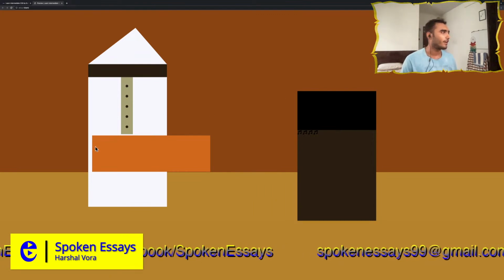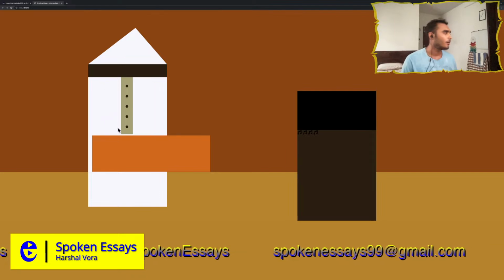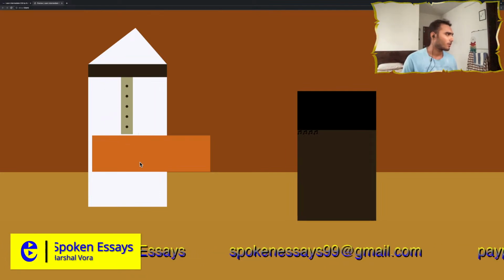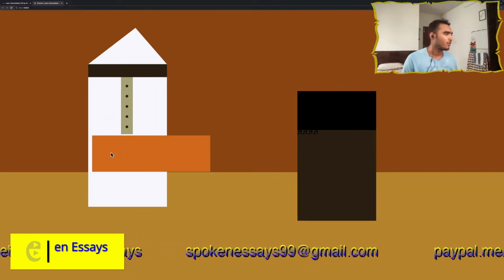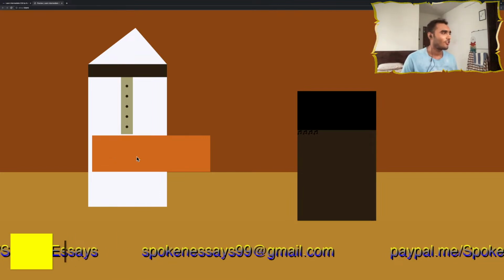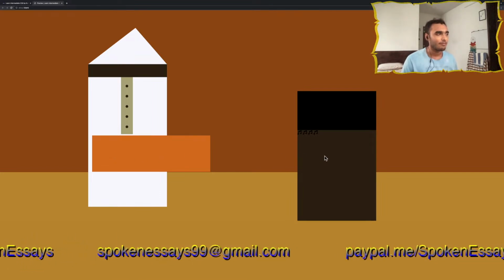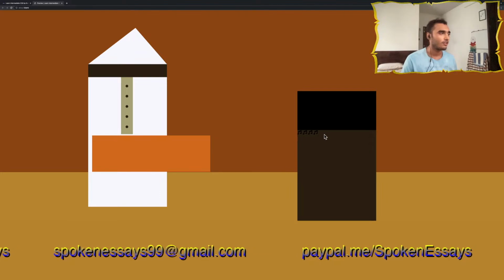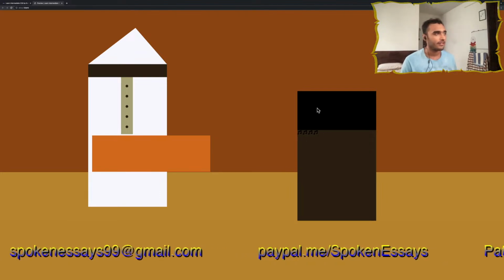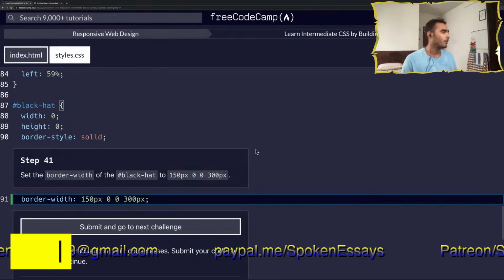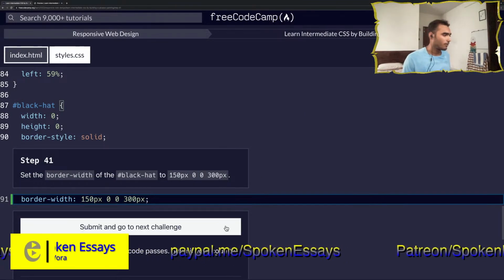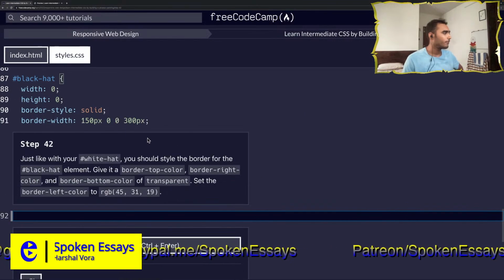So this is a white character with a hat and a mask, and this is a table. So somehow the table is on top of this person, and this is a black character with some musical notes around him, and that is black hat. Okay, let's go to the next step.